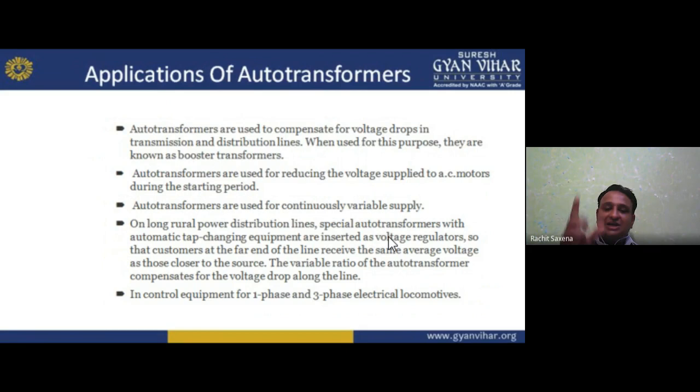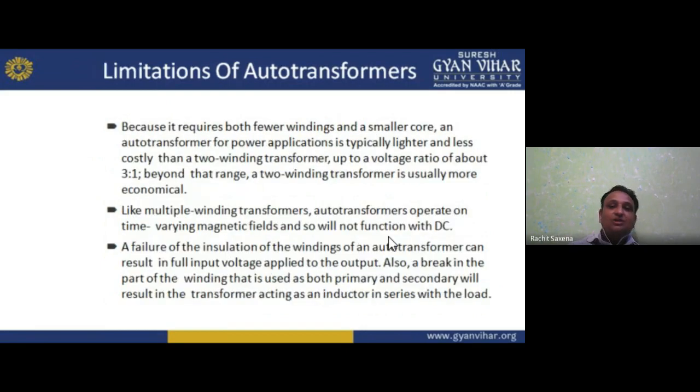So we make a single pole. On that single pole we have the auto transformer with the tap changing equipment. Now the variable ratio of the auto transformer compensates for the voltage drop along the line. It controls equipment for single phase and three phase electrical locomotives. We can use it in electrification also. I hope you understand. Now the limitations of the auto transformer.